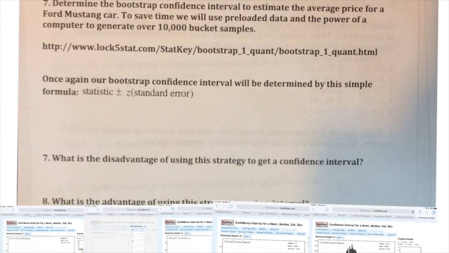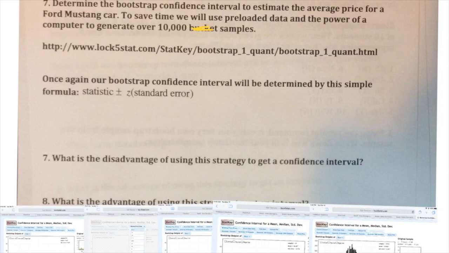In question 7, it says to determine the Bootstrap confidence interval to estimate the average price for a Ford Mustang car. To save time, we're going to use preloaded data and also a computer to create over, well, it shouldn't say bucket samples, it should say Bootstrap samples. So we're going to create over 10,000 Bootstrap samples instead of just 31 like we did on the previous page. So I'm going to show you how to use the website, and you might want to pause the video and toggle between the video and the website itself.